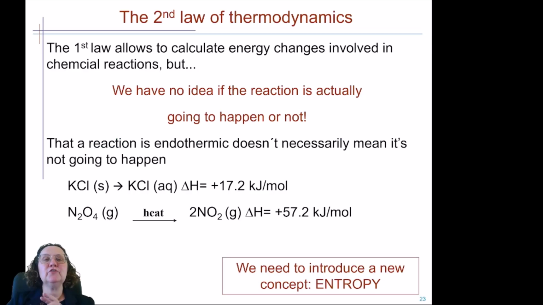We use the first law of thermodynamics, the law of conservation of energy. We have been using it for all these videos and all these slides to calculate energy changes involving chemical reactions, so changes in enthalpy. But what we haven't worked out is if a reaction is going to happen or not. We know that if it happens, it will release heat and be exothermic, or it will absorb heat and be endothermic.